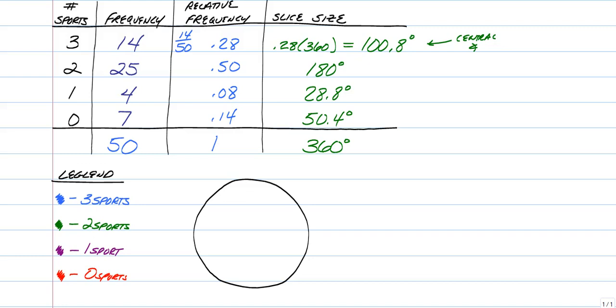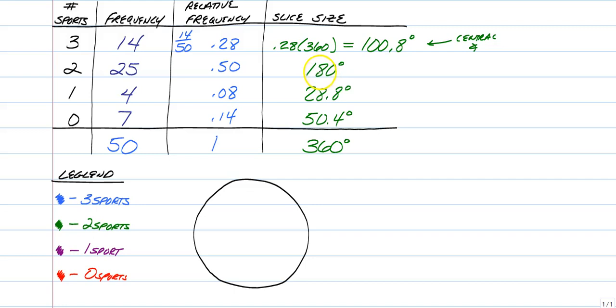One thing that's helpful when you're creating any type of graph is to have a legend. I've just created a legend here that says students that play 3 sports will be represented with blue, and of course 2 would be green. You can do dots and dashes. You can organize it any way you want. You might just want to have a legend so people that are reading your pie chart can understand what it's representing. So now what we have to do is create the different slices.